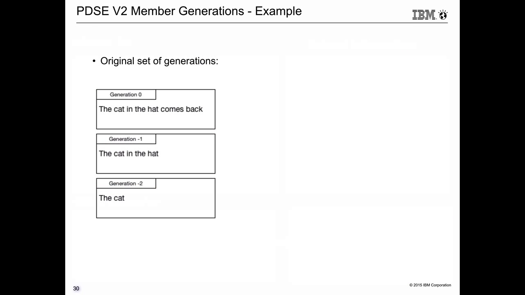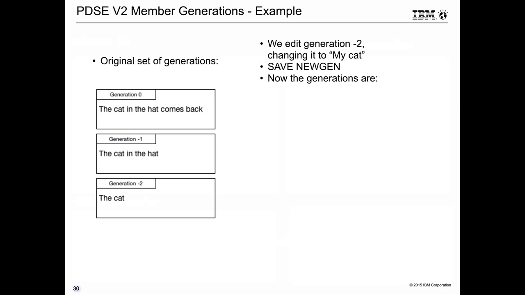Okay, I want to talk a little bit about how the no gen, new gen type operations work. So let's look at an example of a file that's gone through several generations. Originally, this simple file just said the cat. At some point I edited it to say the cat and the hat and saved it. At some point I edited it again and said the cat and the hat comes back. So now at this point that cat in the hat comes back is my base generation. That's generation 0. The cat in the hat is -1 generation. And my oldest, my original one, has been pushed all the way down to -2. It still just says the cat. Now let's say we want to revert back to generation -2 with a little change.